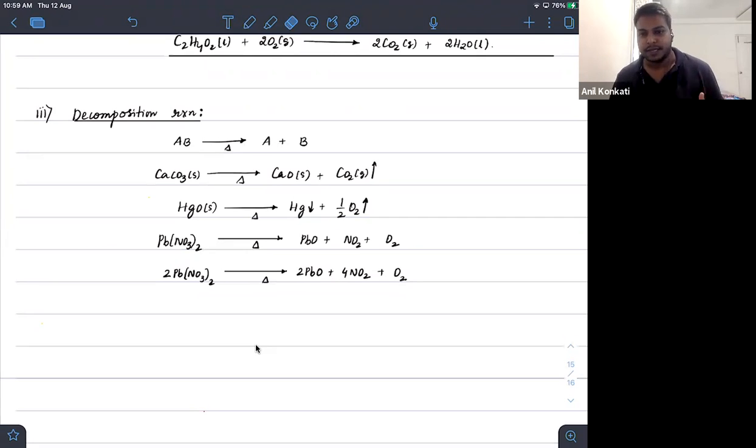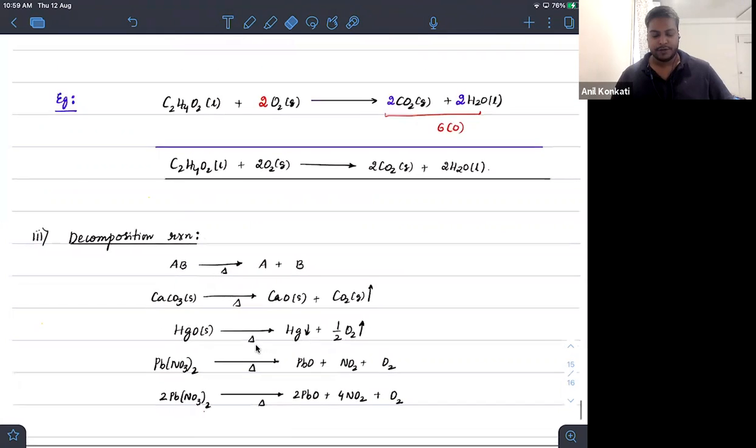So these types of reactions are decomposition reactions. Here, rather than balancing, the type is important. You should be able to figure out the type of reaction. When a substance breaks down into smaller particles, we call it a decomposition reaction. Everyone, make a note of it.